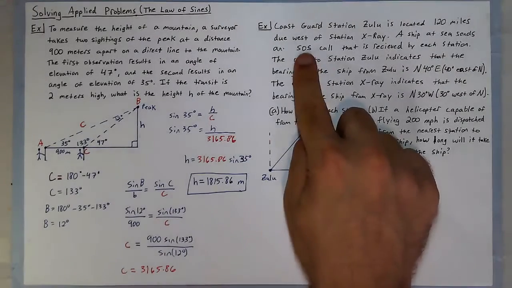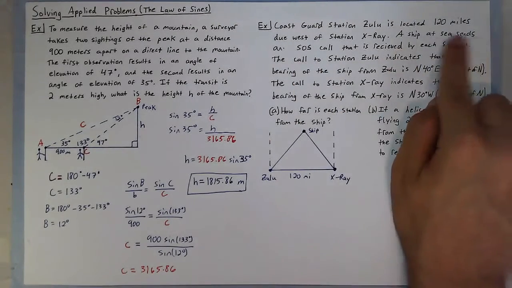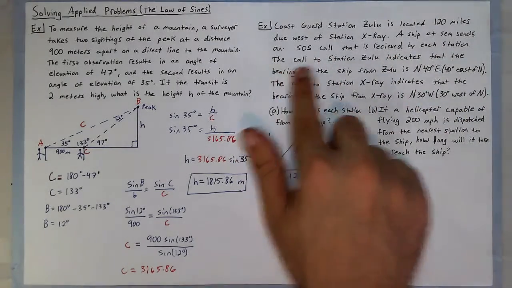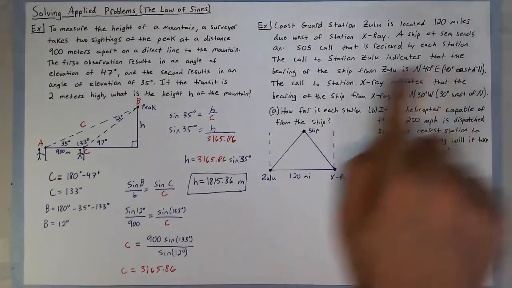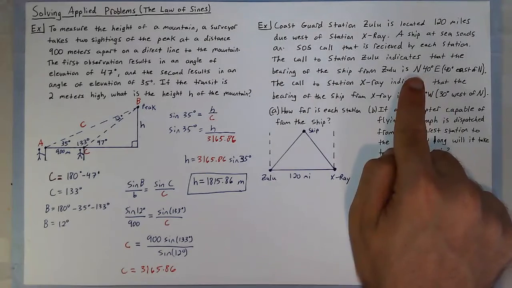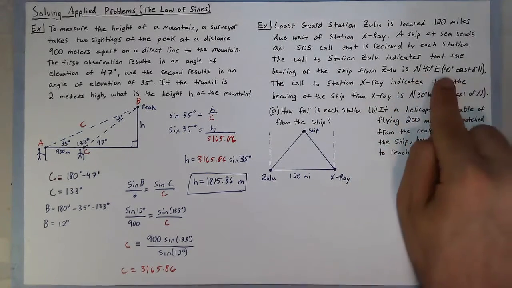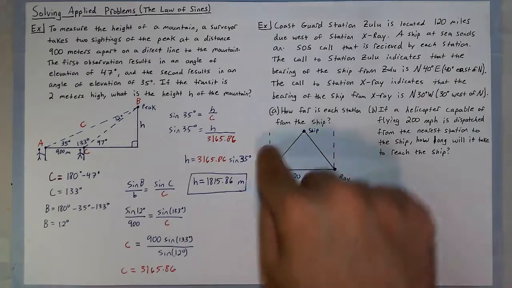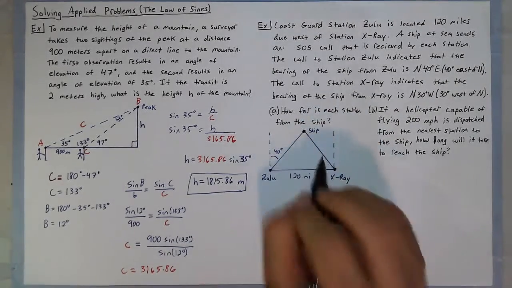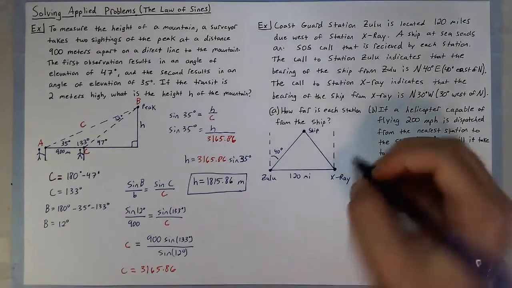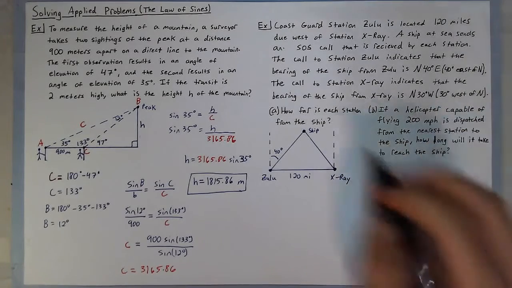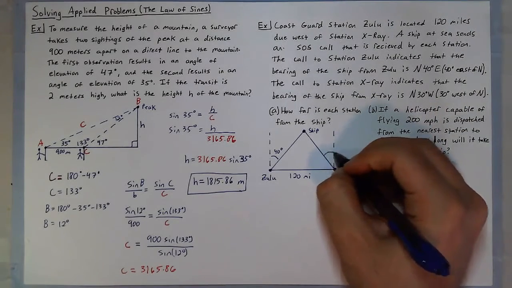Now, a ship at sea sends an SOS call that is received by each of the stations. The call to station Zulu indicates that the bearing of the ship from Zulu is north 40 degrees east, which means 40 degrees east of north. So if this is north, it rotates 40 degrees to the east of north. And for X-ray, the bearing would be 30 degrees west of north. So again, angles to the west of north.